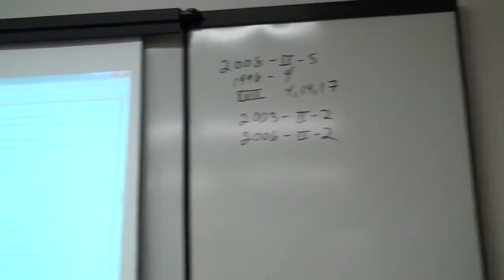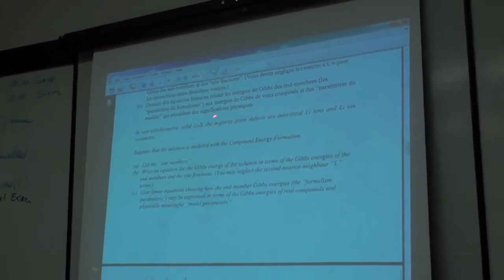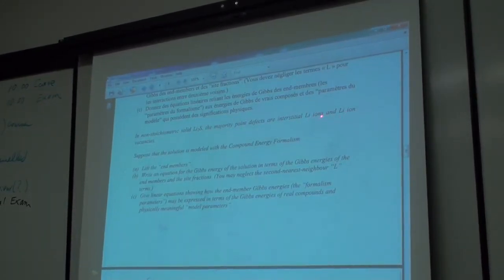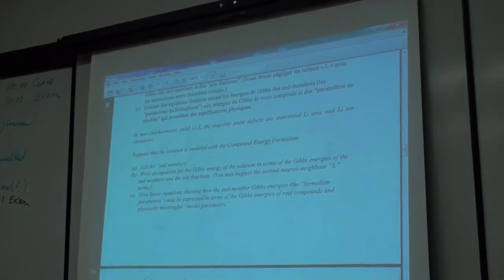Non-stoichiometric solid lithium sulfide, Li2S. The majority point defects are interstitial lithium ions on one side and lithium ion vacancies on the other side. Using the compound energy formalism with N members, write an equation for the Gibbs energy. Give the linear equation showing how the N-member Gibbs energy is expressed. The formalism parameters may be expressed in terms of the Gibbs energies of real compounds and physically meaningful model parameters.